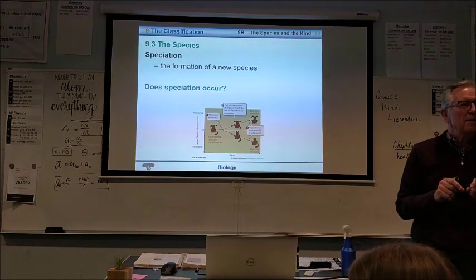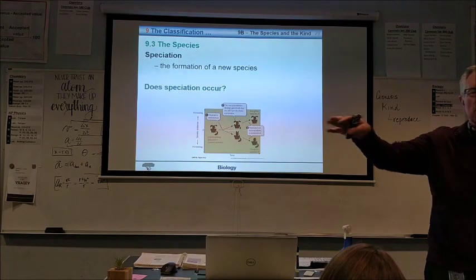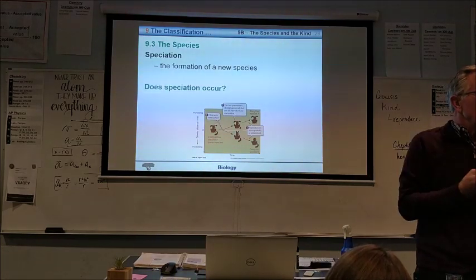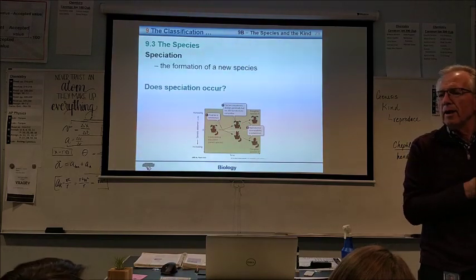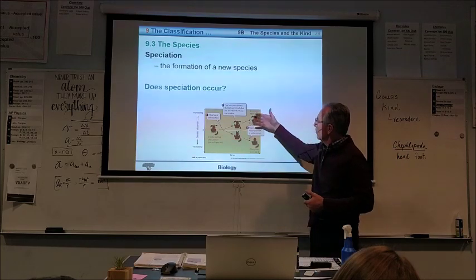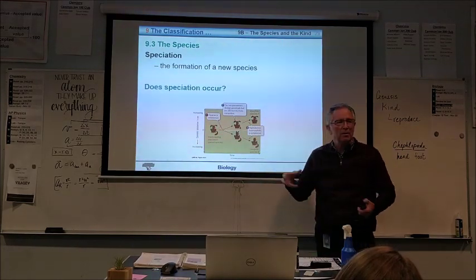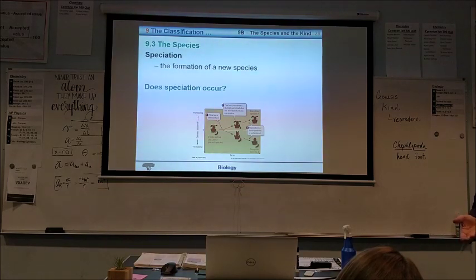Now, what if some environmental condition caused these animals to move into different areas where one group never really sees the other group, okay? And so you could end up with enough of a difference between them that we would call them different species, but they really are the same kind.